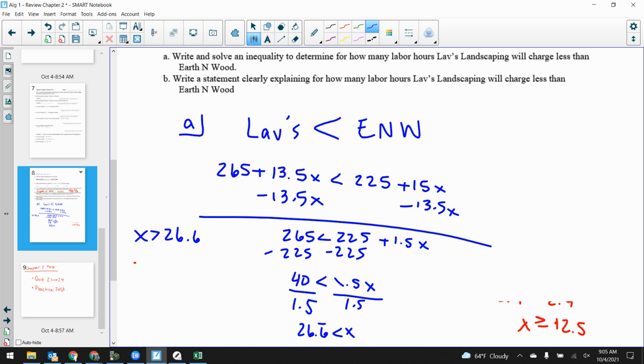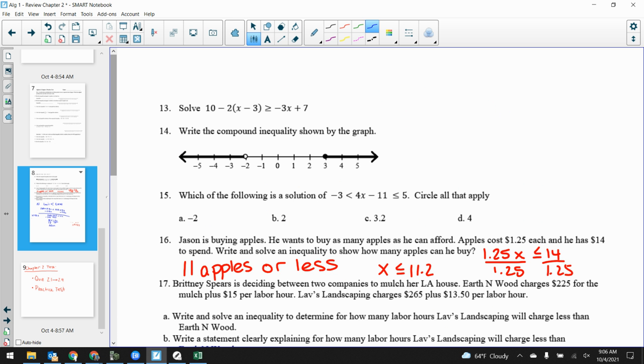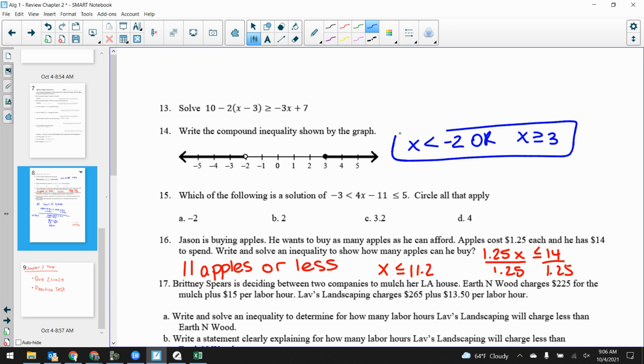Okay, give me another one to go over. Nathan? Number 14. Okay, now remember, what type of inequality points out, Noah? An or. So let's put the word or in the middle, and let's just write our two inequalities. No or equal to for the negative 2, just a less than. But I have an or equal to on the 3. And there's my answer.